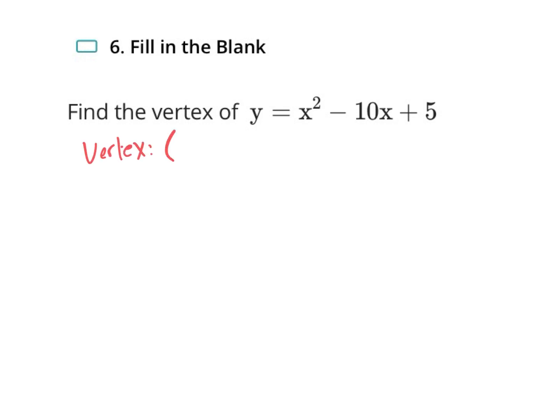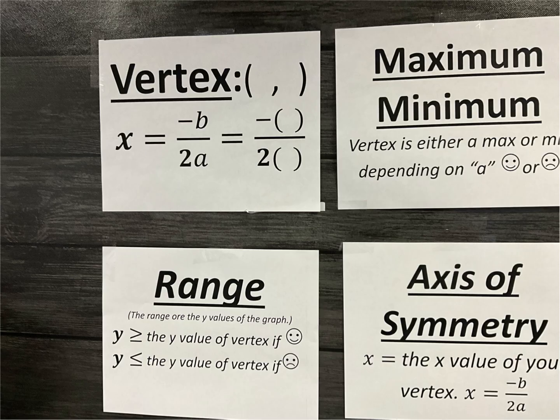And the vertex is a location. It's the most important point. So it's really an x value and a y value. It's a coordinate. That vertex is the maximum or minimum value of your parabola, depending on if it opens up or down. But the formula that you're going to use is x equals negative b over 2 times a. And I also want you to do this, negative parenthesis over 2 times parenthesis. Okay? I even posted it on the wall.